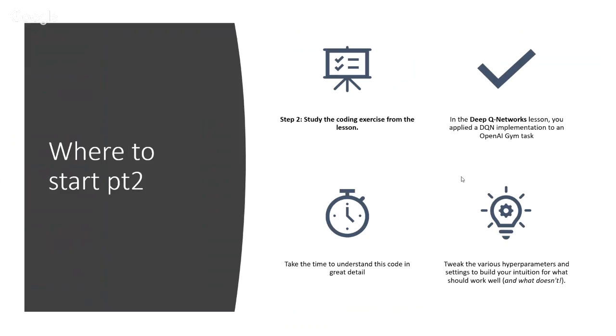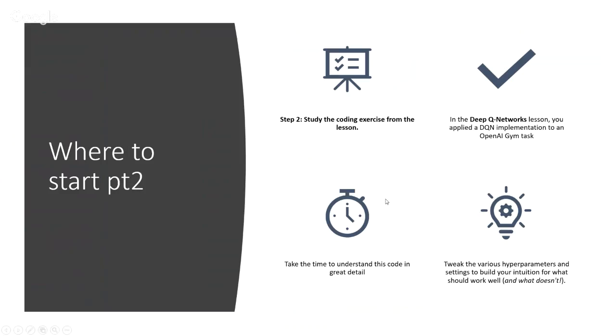The next thing I would do is study the coding exercises that are provided in the Deep Q network. This will give you the best base to look at. So go through the implementation for the lunar lander. It's a gym task, so the way you'll be laying out your main loop and plugging in your agent will be very similar to this.